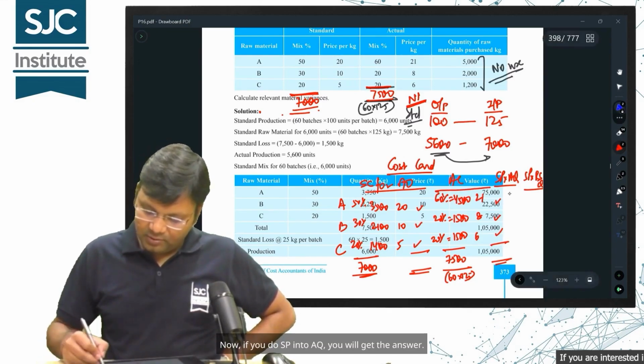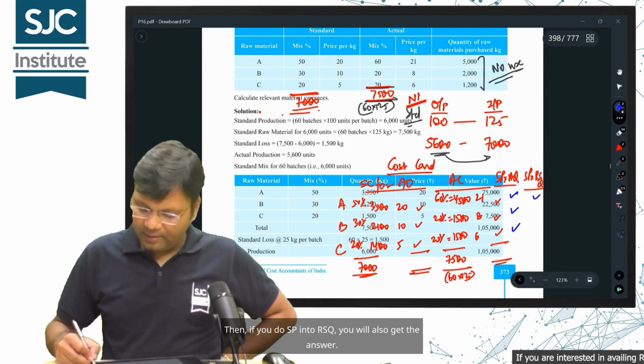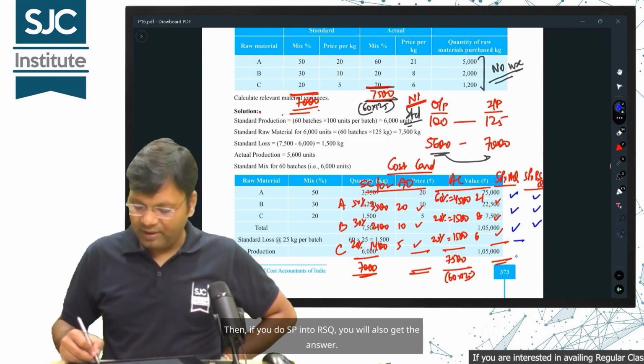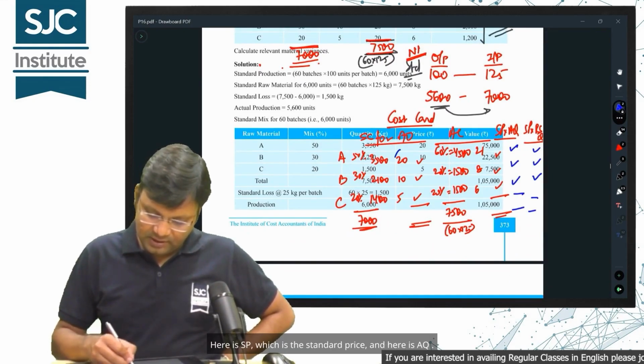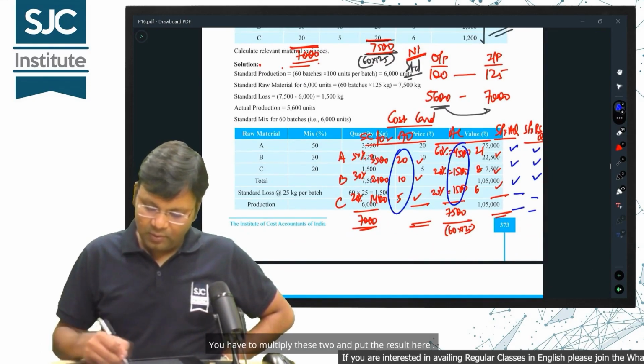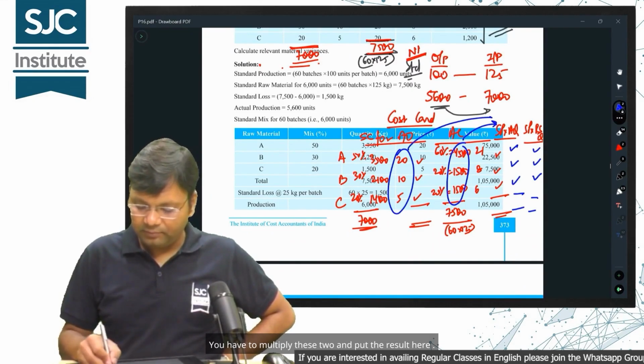Now, if you do SP into AQ, you will get the answer. Then, if you do SP into RSQ, you will also get the answer. How will SP into AQ be done? Here is SP, which is the standard price, and here is AQ. You have to multiply these two and put the result here.